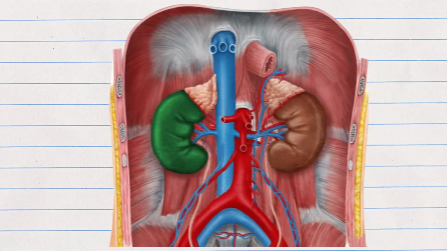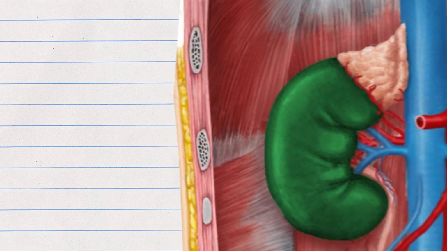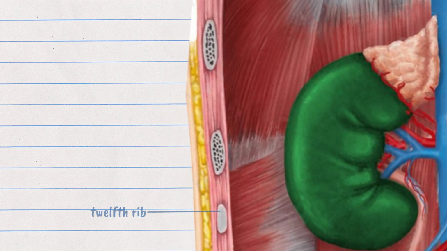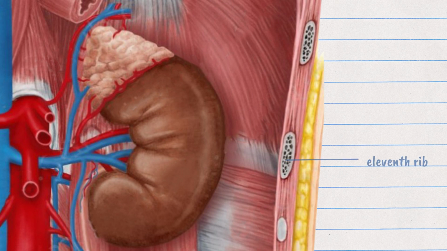Additionally, the superior poles of the kidneys rest against the diaphragm, with the right kidney positioned anteriorly to the 12th rib and the left kidney located slightly higher, beneath both the 11th and 12th ribs.